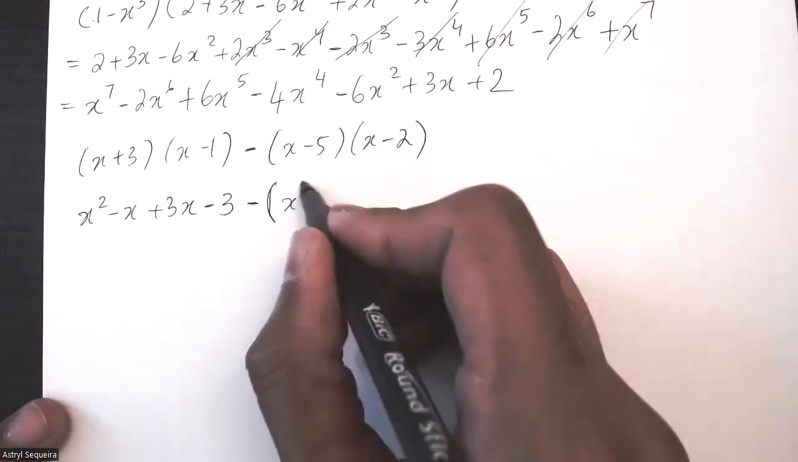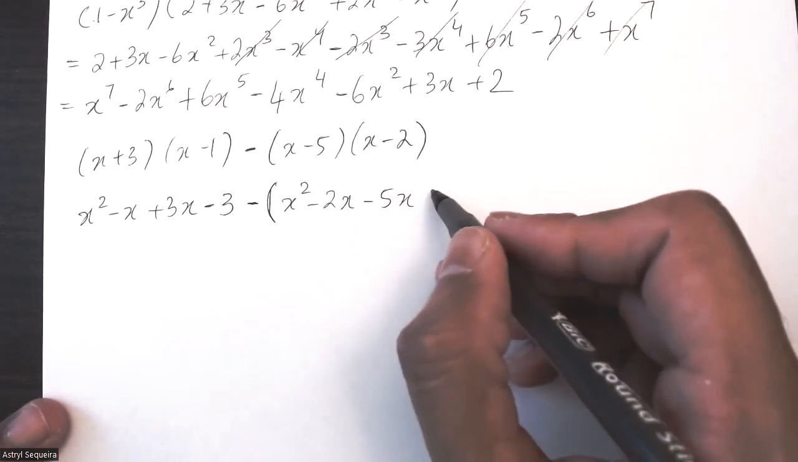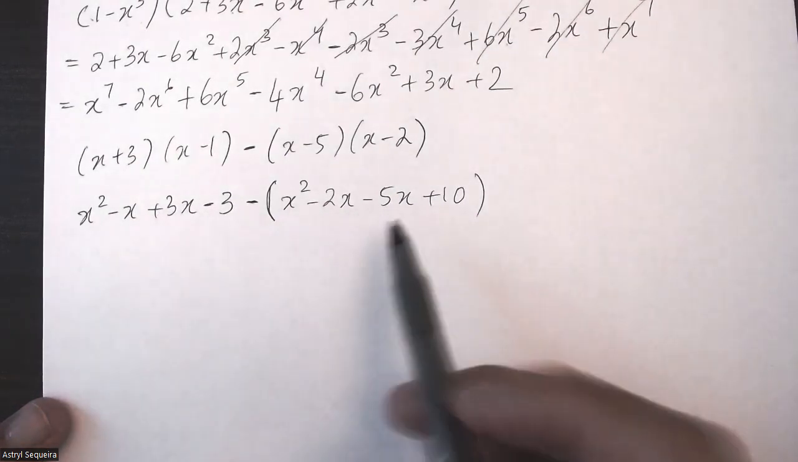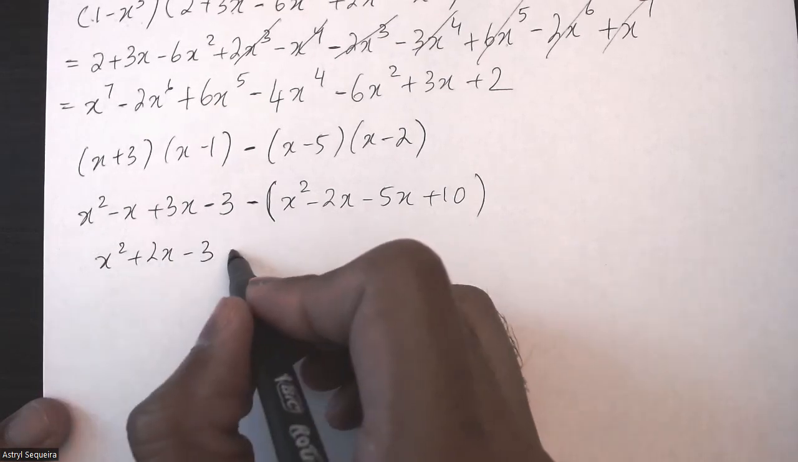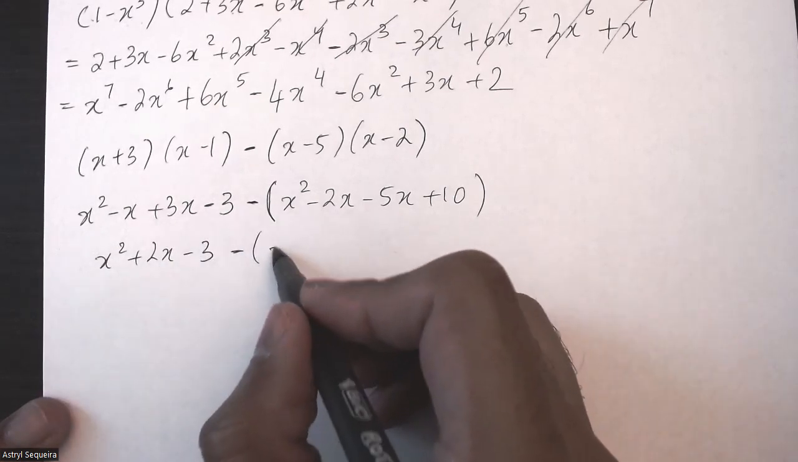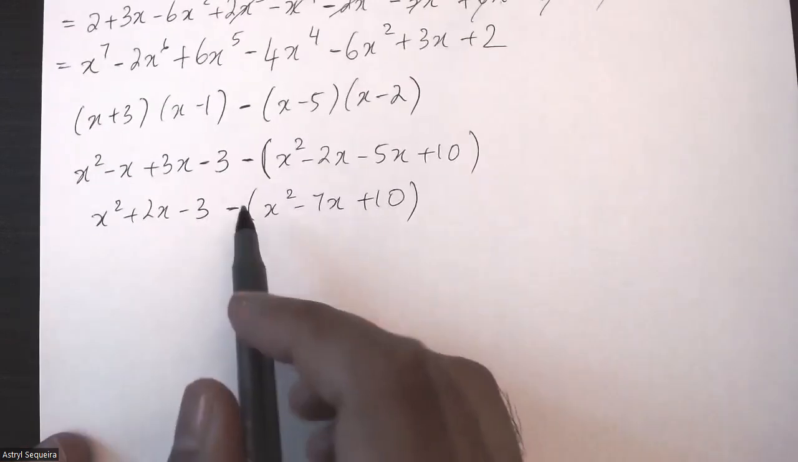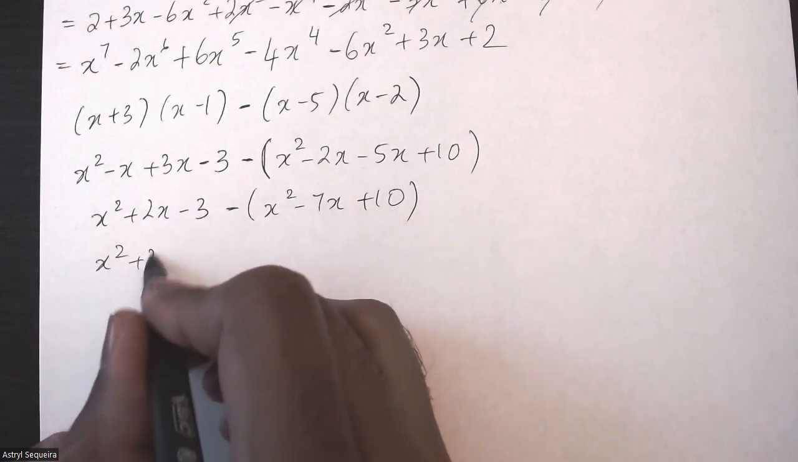X times x is x squared minus 2x minus 5x plus 10. Then I'll combine the two middle terms here and here. So this is just x squared plus 2x minus 3. And over here, it's just x squared minus 7x plus 10. Then I'll distribute this negative into the bracket. It will change the signs of everything inside the bracket.